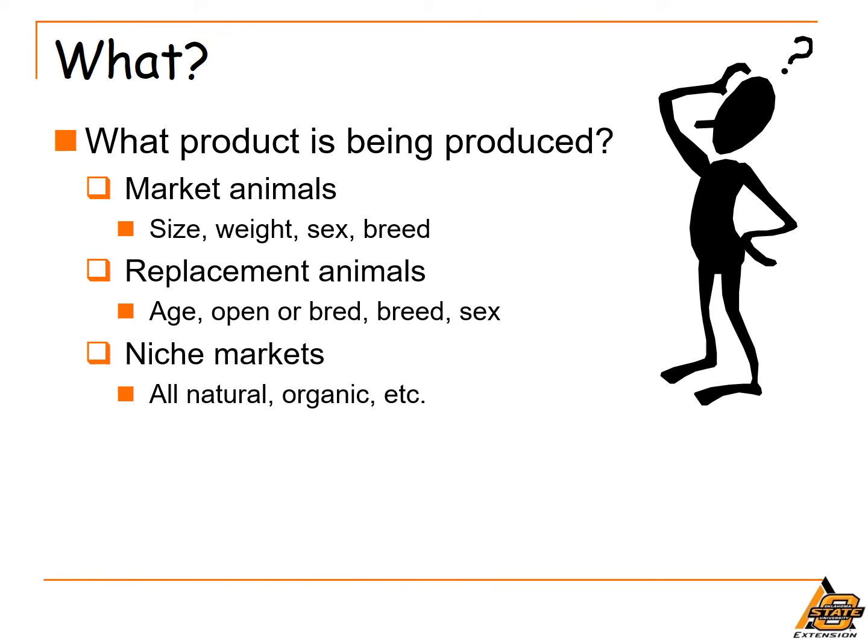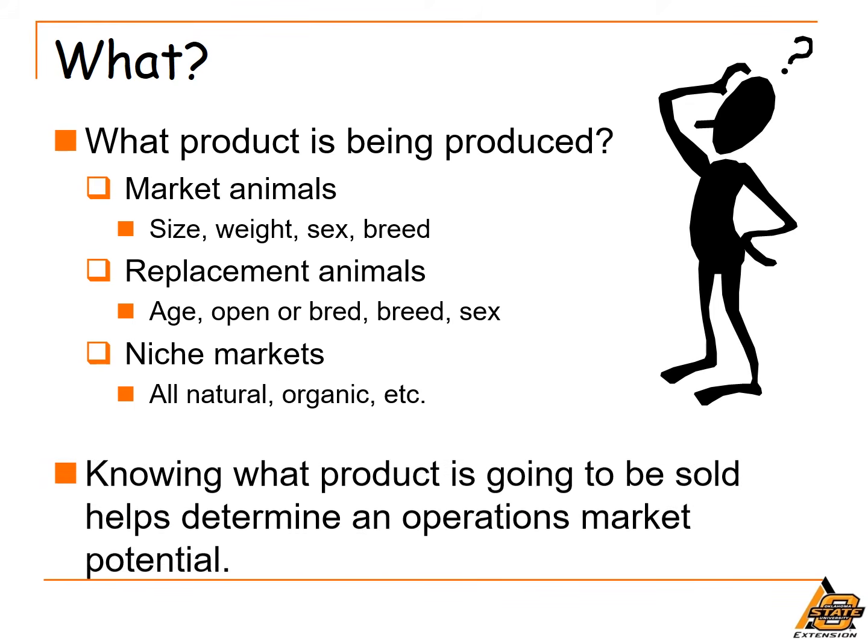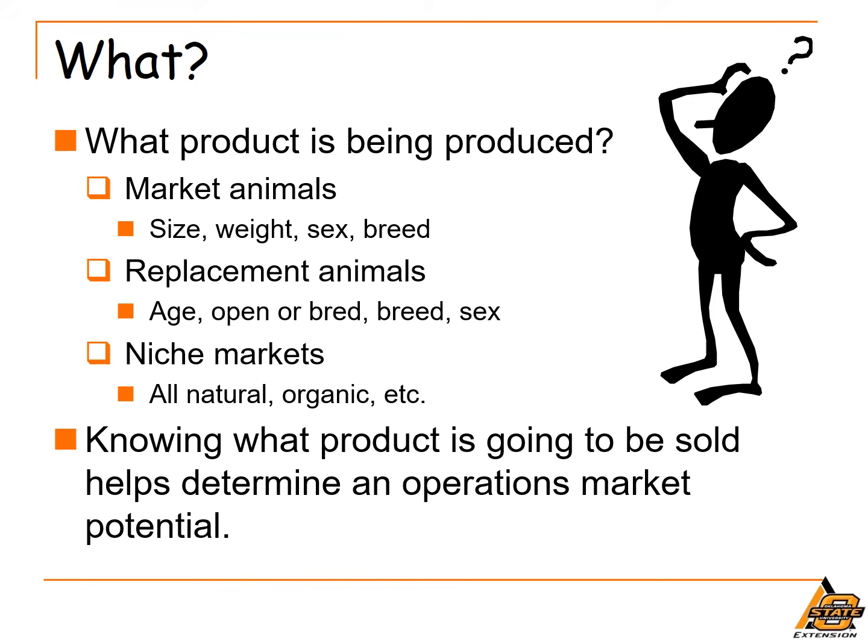The other part that we can look at as far as marketing goes is niche markets. Does our operation fit into these niche markets like natural and organic? Can we sell our animals into those and realize the higher price that some of these markets get? Again, we need to come up with a marketing plan for each type of animal and evaluate our operation to see what those types of animals are.